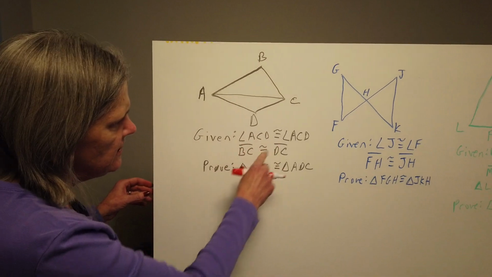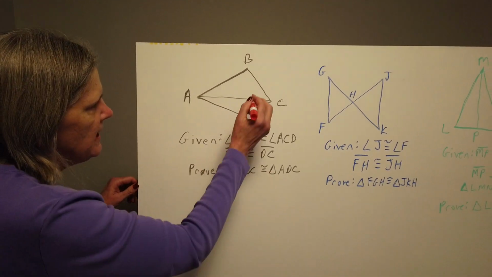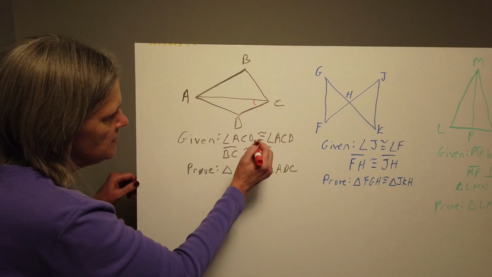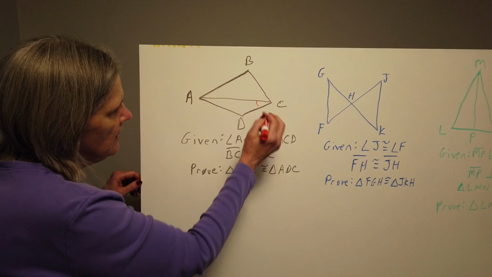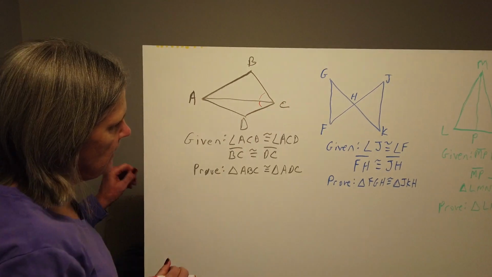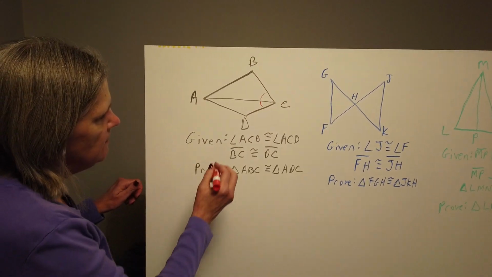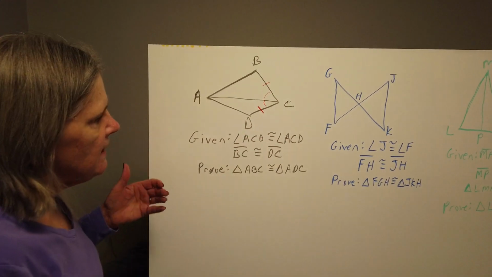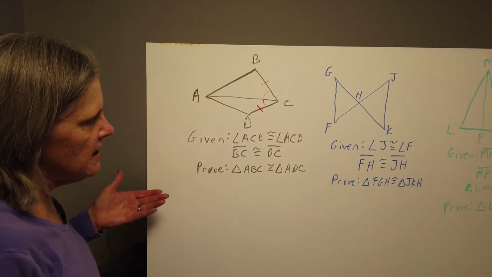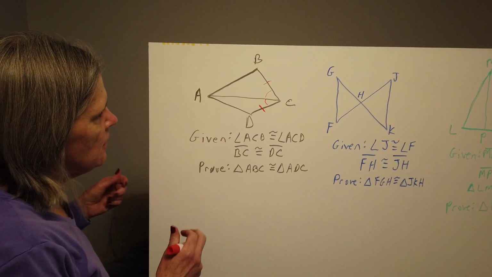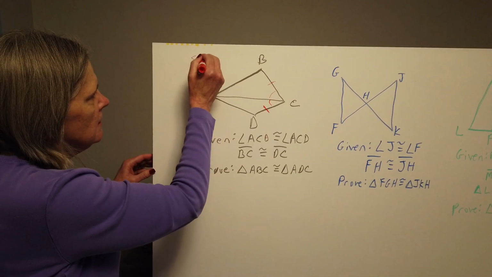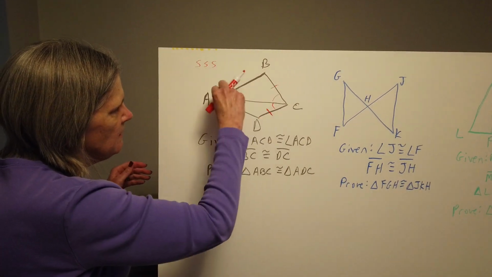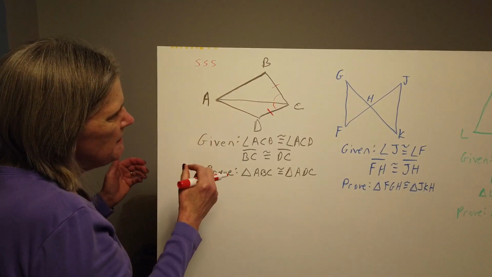Given angle ACD is congruent to angle ACB. So ACD would be this one here, is congruent to, that should be ACB, over here, okay? I also know that BC is congruent to DC. Well, now I got to think about where to go next, because obviously I need one more part. So we think about what we learned in a previous lesson, side, side, side. Well, I don't know anything about those two sides, so that may not be a way to go.